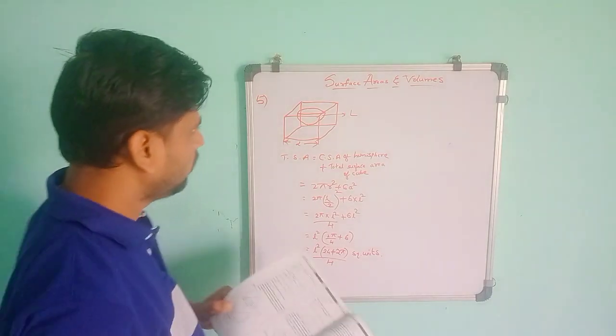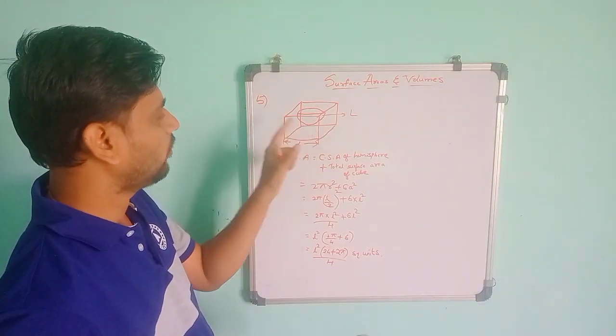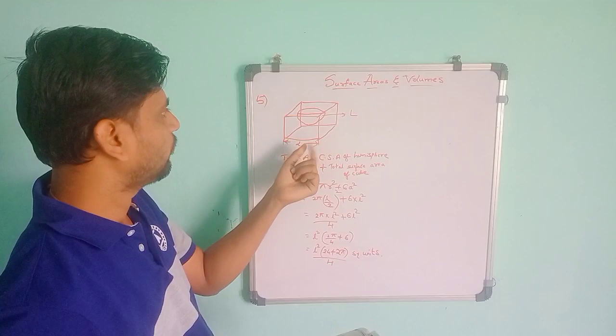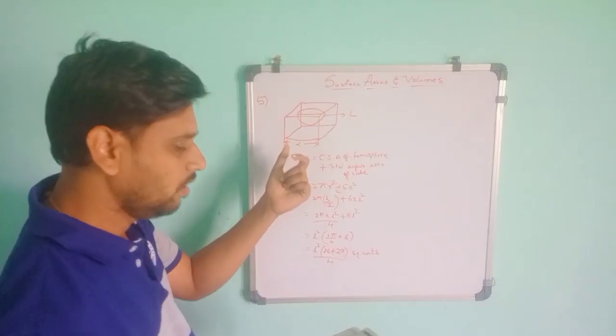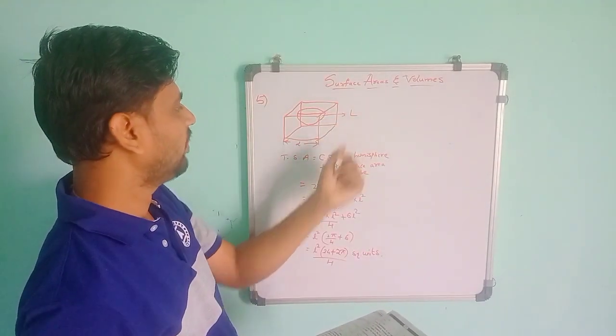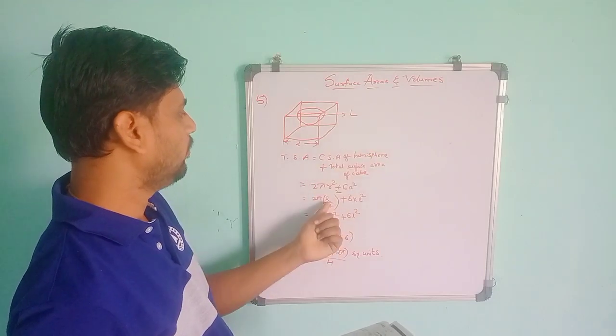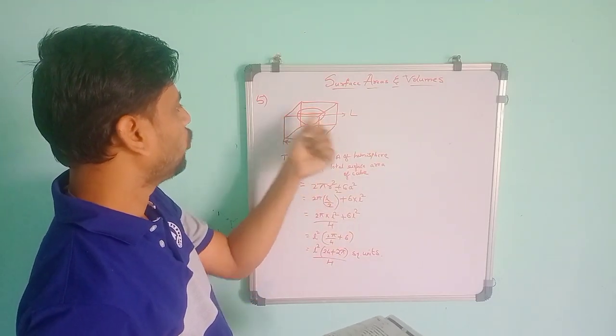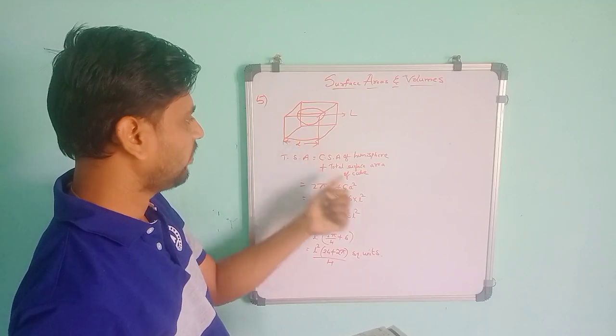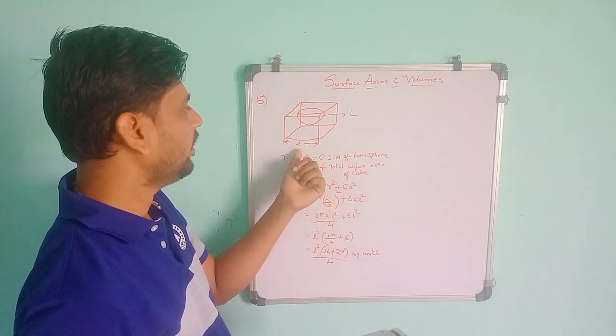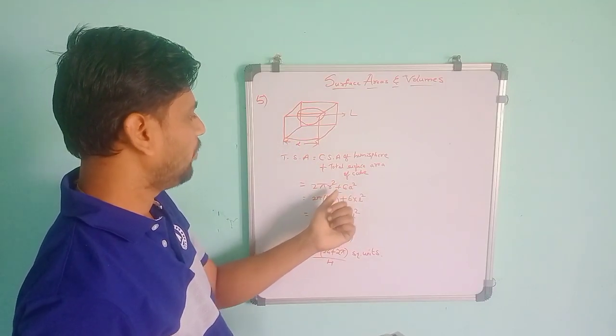So in this cubical wooden block, one spherical dish is cut out. The diameter is L, so the radius will be L by 2. The total surface area of the cube is 6 A square, where A is nothing but L here. So 6L square, plus 2 pi, L by 2 whole square.